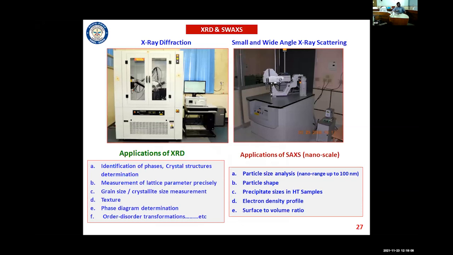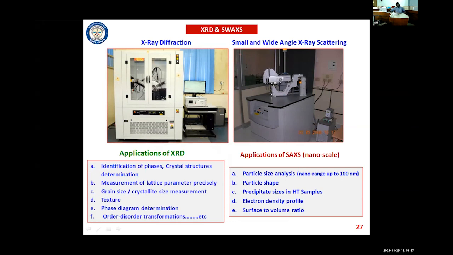So far, I have talked about the microscopes. Microscopes are called direct imaging techniques, which cover a small area. Whereas these are the indirect techniques, which are X-ray diffraction and small and wide angle X-ray scattering techniques. These are for structural characterization. Basically, this X-ray diffraction equipment we have purchased from Proto Manufacturing Limited, Canada, and this is from Anton Paar, Austria, small and wide angle X-ray scattering.